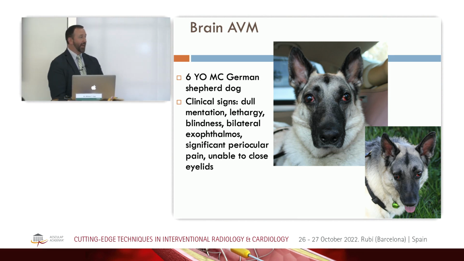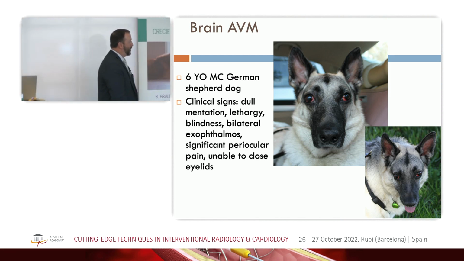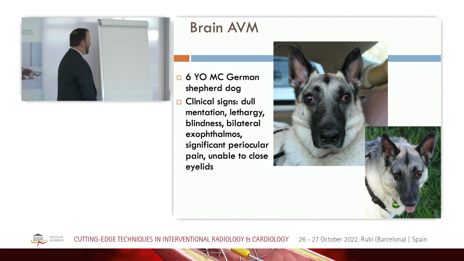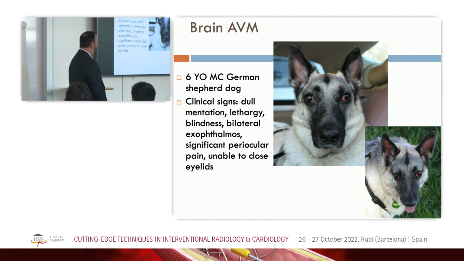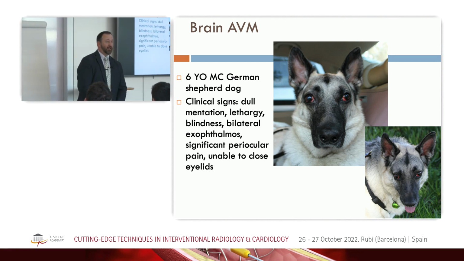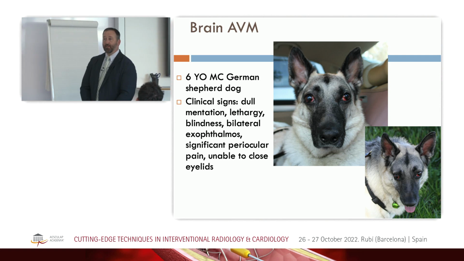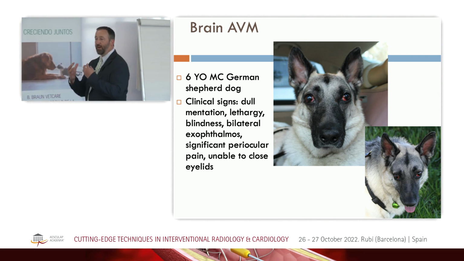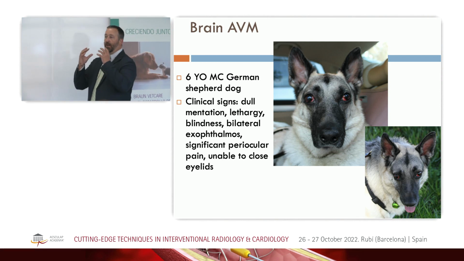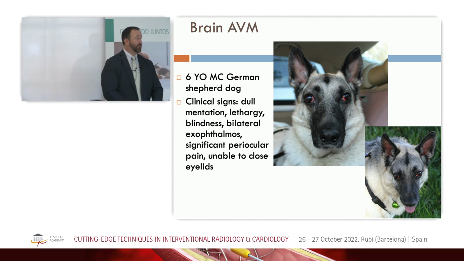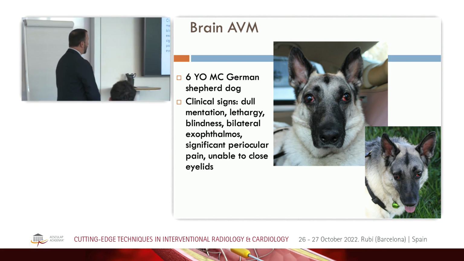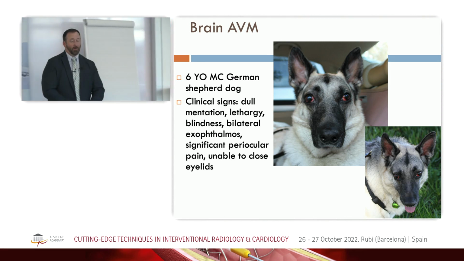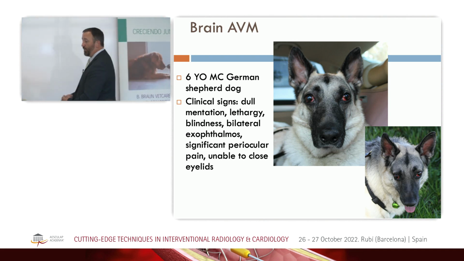So here's a dog with a brain AVM. This is the only one like this that I've ever seen, but it's pretty dramatic. This is a 6-year-old German Shepherd, and you can see how exophthalmic the eyes are because of the venous drainage. This is an AVM coming in off the maxillary arteries and carotid arteries into the venous sinus drainage within the brain, with massive draining veins sitting behind the orbit. It was causing him a lot of pain, lethargy, and he was actually blind because his globes were so severely affected by the pressure.